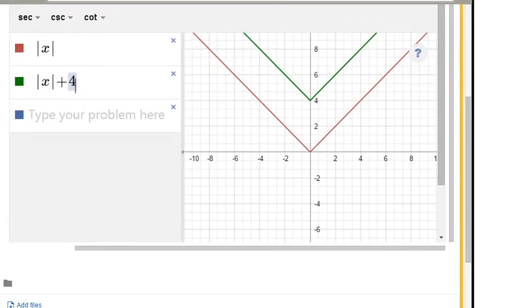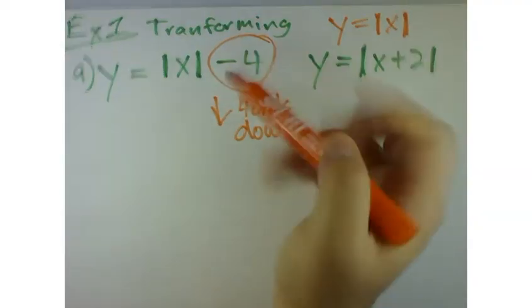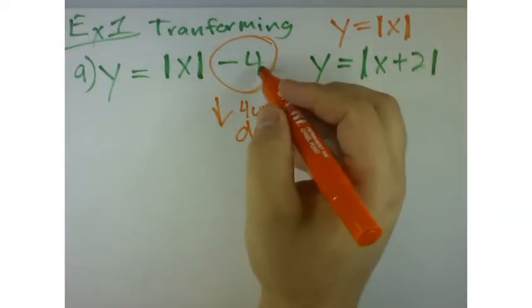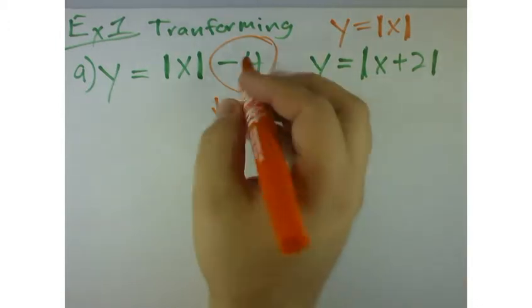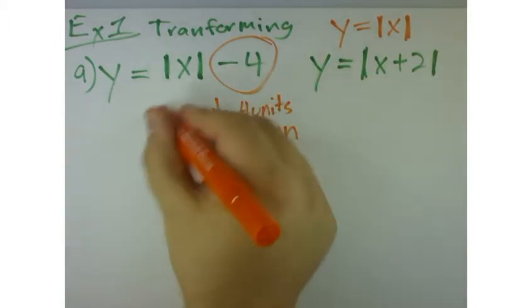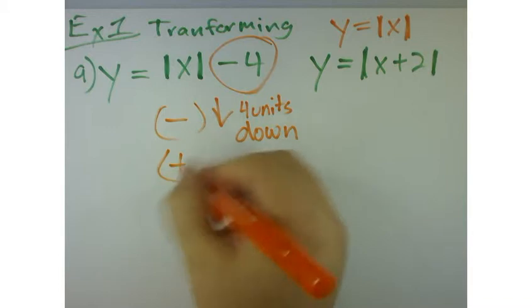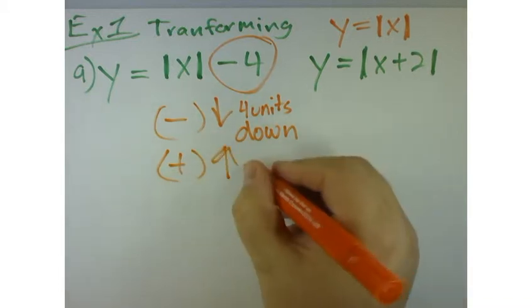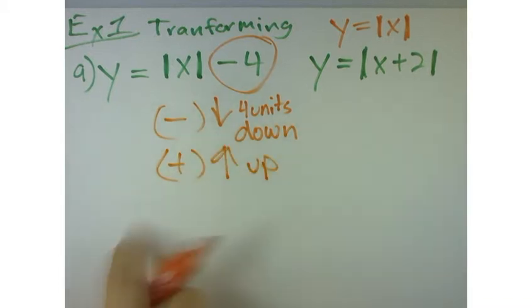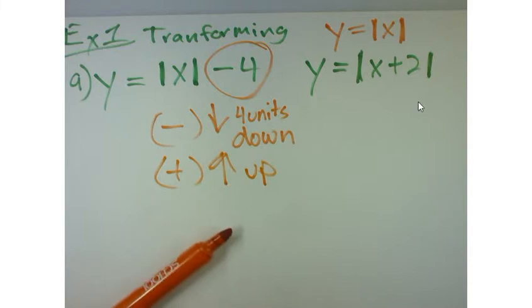So if I change that to a plus, what does that do to the graph? It shifts it up. So if you have this term outside of the brackets and you say plus or minus 4, the minus sign shifts it down, but if I say plus, it shifts it up that many units. Now what do you think happens over here with x plus 2 when I put the number inside the bracket?